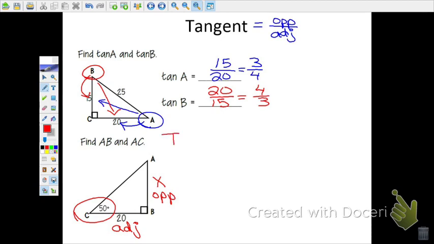It works the same way. Tangent of 50 equals opposite x over adjacent 20. So I'm going to multiply both sides by 20. And then it's ready for the calculator. 20 times tangent of 50. So rounded to the nearest tenth, 23.8.